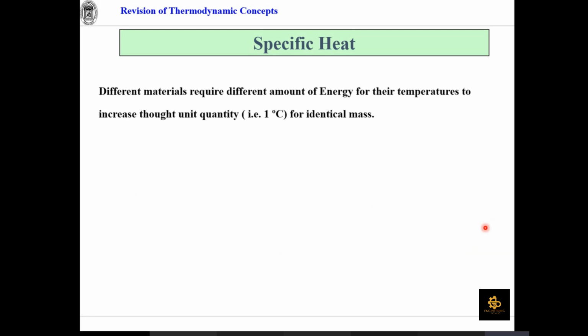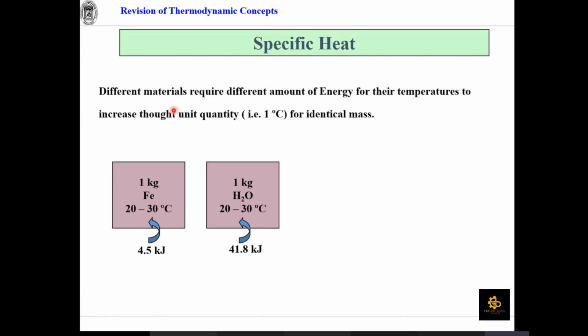Then, when defining our thermodynamic system, we use the term specific heat. How do we define specific heat? Different materials require different amounts of energy for their temperature to increase by a unit quantity, for identical mass. For example, if I have 1 kilogram of iron and 1 kilogram of water and want to raise the temperature of both from 20 to 30 degrees Celsius, each requires a different amount of energy to raise it by 10 degrees C. For example, 1 kg of iron needs 4.5 kilojoules, whereas 1 kg of water needs 41.8 kilojoules. This is defined as specific heat.